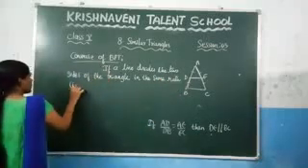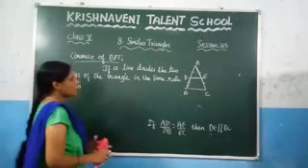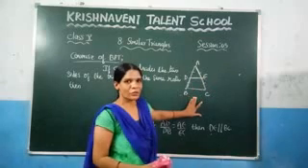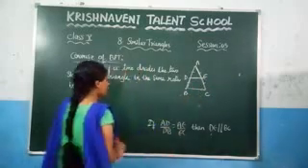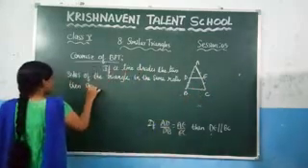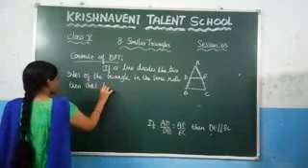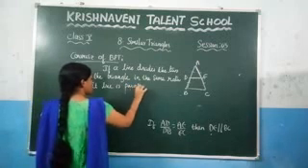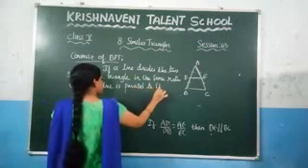then what we need to prove? Then that line is parallel to the third side. What is the left out side, which is nothing but BC. So write it here: then that line is parallel to the third side.